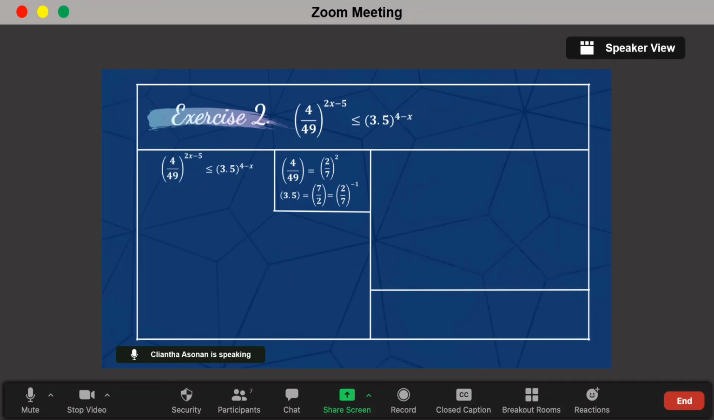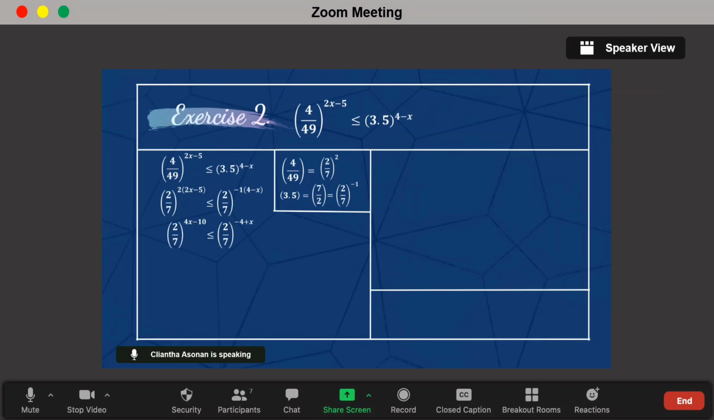Now, if we input these values into our solution, we have 2 over 7 raised to the power of 2 times the quantity 2x minus 5 is less than or equal to 2 over 7 raised to the power of negative 1 times the quantity 4 minus x. From there, we solve for the values of the exponents. So 2 over 7 raised to the power of 2 times the quantity 2x minus 5 becomes 4x minus 10. And negative 1 times the quantity 4 minus x becomes negative 4 plus x.